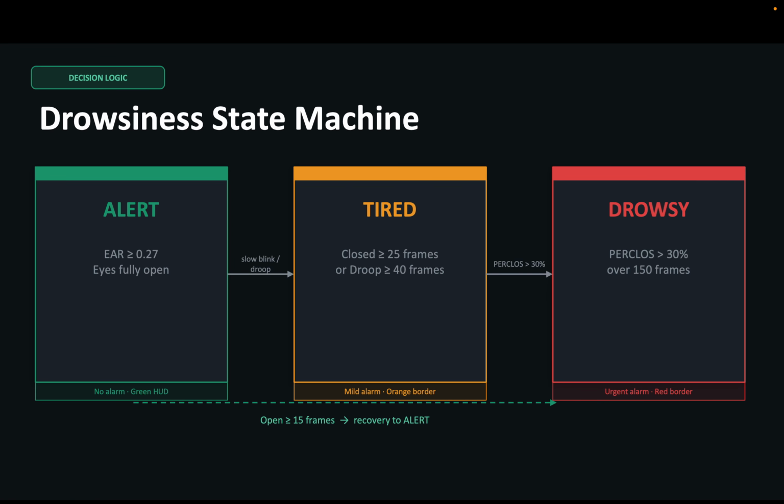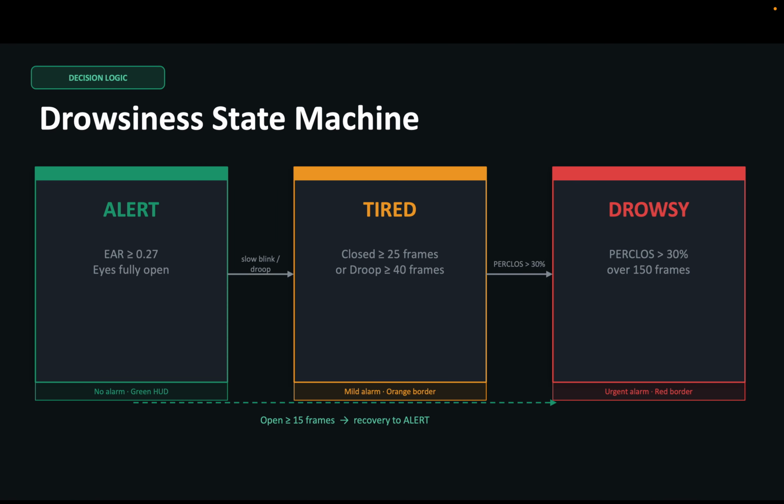So the state machine takes the EAR value every frame and decides which of the 3 states the driver is in. Alert is the most normal state. Eyes open, nothing unusual. Tired triggers when the eye closes for 25 consecutive frames, or when the eyelid droops in the 0.22 to 0.27 EAR range for 40 frames. The droop detection is important because it catches fatigue before the eyes fully close.